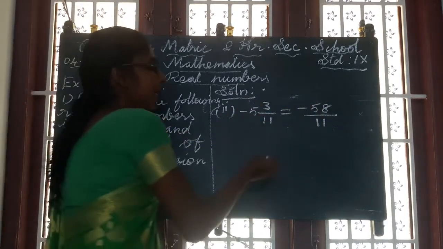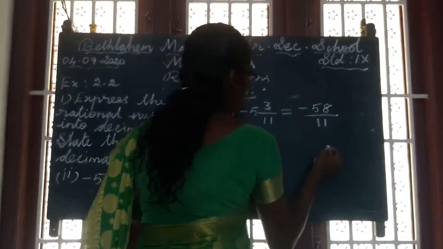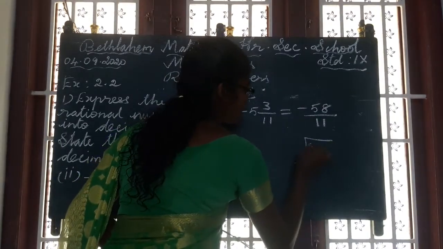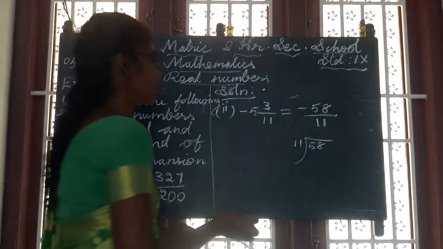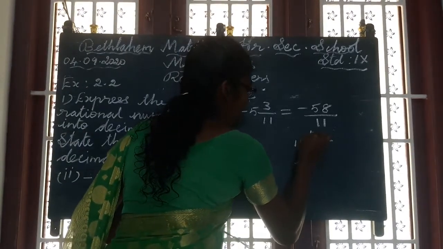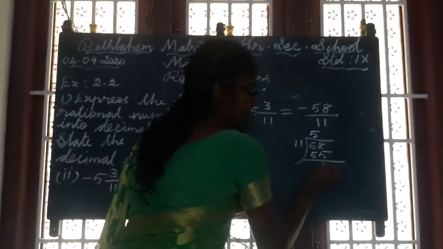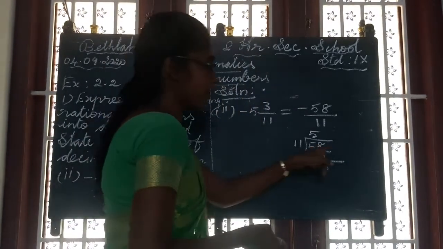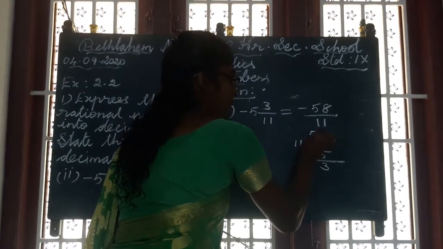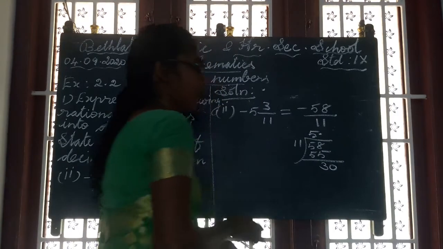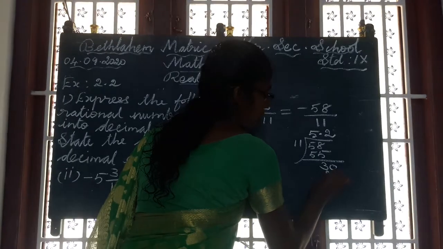Next we have to divide. Minus 58 by 11, we want to divide. When dividing, what will we get? 11, first how many times will it go? 5 times 55. Next, how much balance? 3 balance. Any other digits? No. So we put the decimal point and include 0. Next, how many times will it go? 2 times 22. Very good.